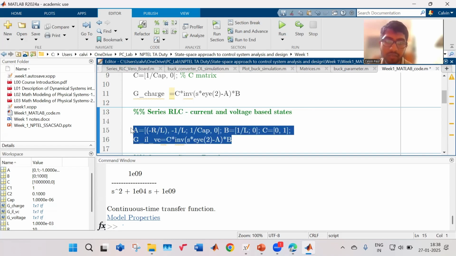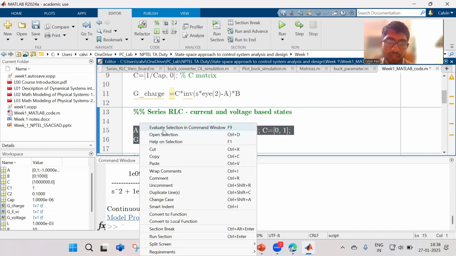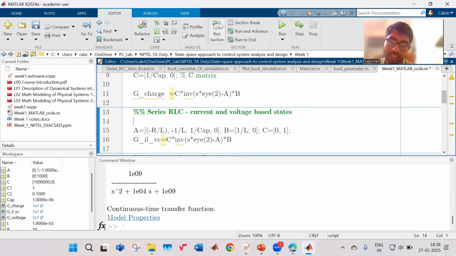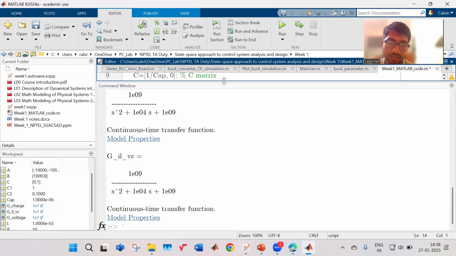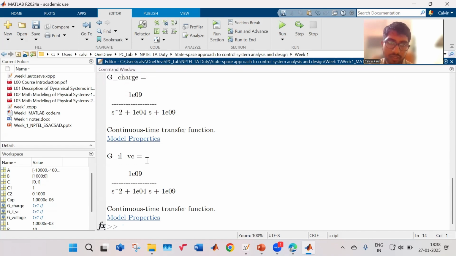Okay. So now let me run this line of code. I can do evaluate selection in command window, or else I can also do run section. Both of these options are there. So let me just run this section. It is giving me the same transfer function. If you compare this transfer function and this transfer function, they are the same.